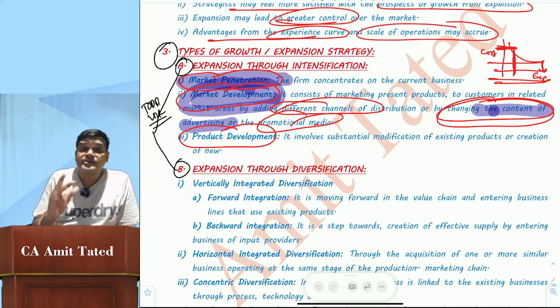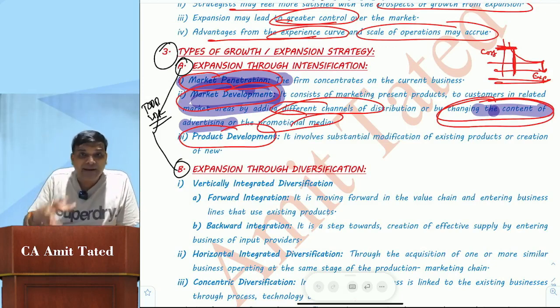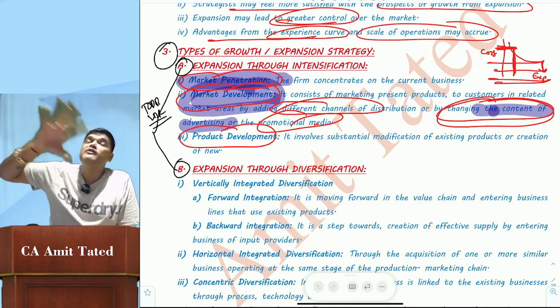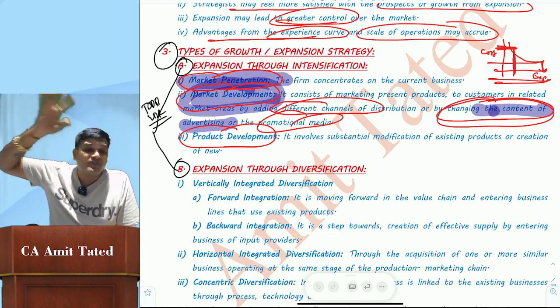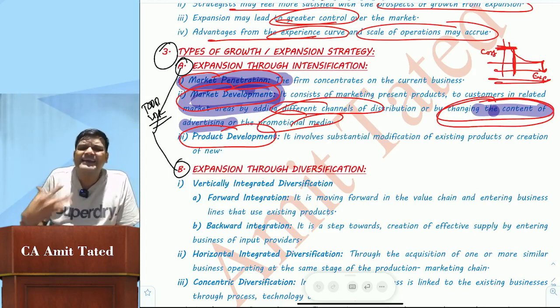Market penetration. Are market penetration and stability the same? No. Stability is the same market, same product. Market penetration is also the same market, same product. But in stability, we don't do any advertising or anything. We don't increase the sales. Here in market penetration, we increase the sales like anything.